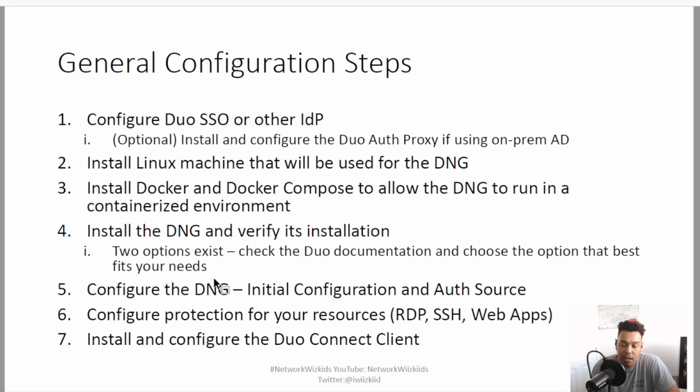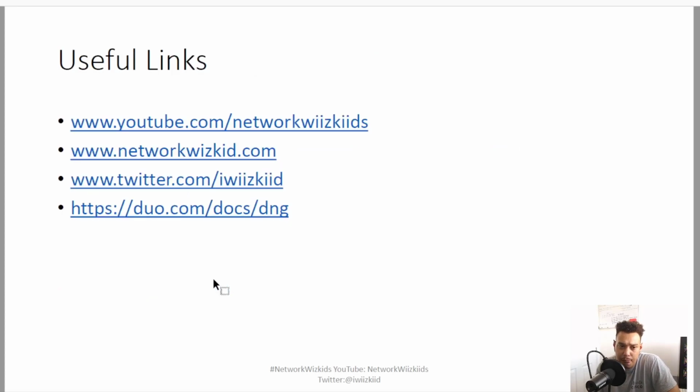And then lastly, once we've done that, we install and configure the Duo Connect client on the host where it's required, and then we can test access to those resources by using the DNG, because everything should be up and running by then. So that's it in a nutshell.